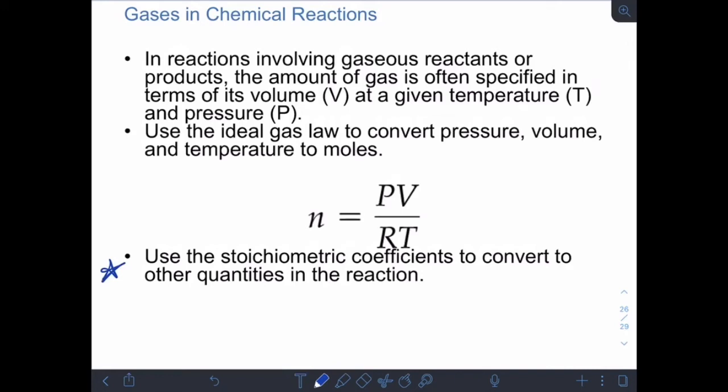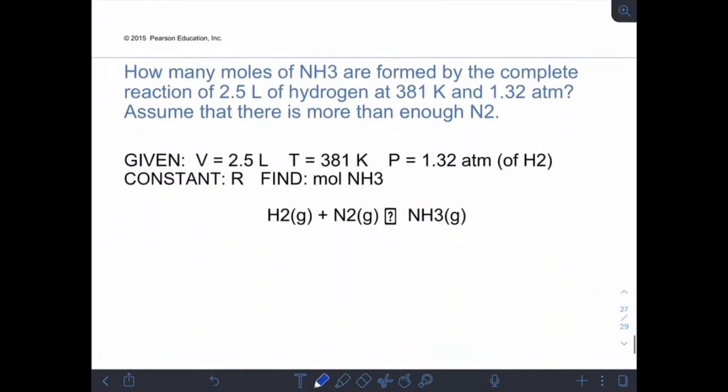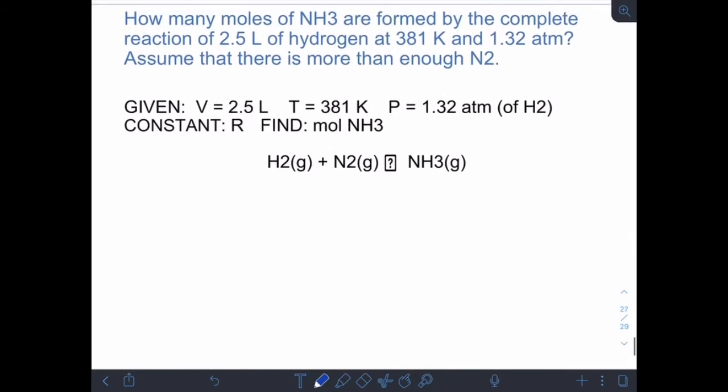Okay, we may have to use ideal gas to get to moles, and may have to use ideal gas to get out of moles, or we may have to use solutions, molarity, to get to moles, and then ideal gas to get out, or vice versa. But this is just another path to calculate moles. Okay, but the idea is that, again, the stoichiometry doesn't change.